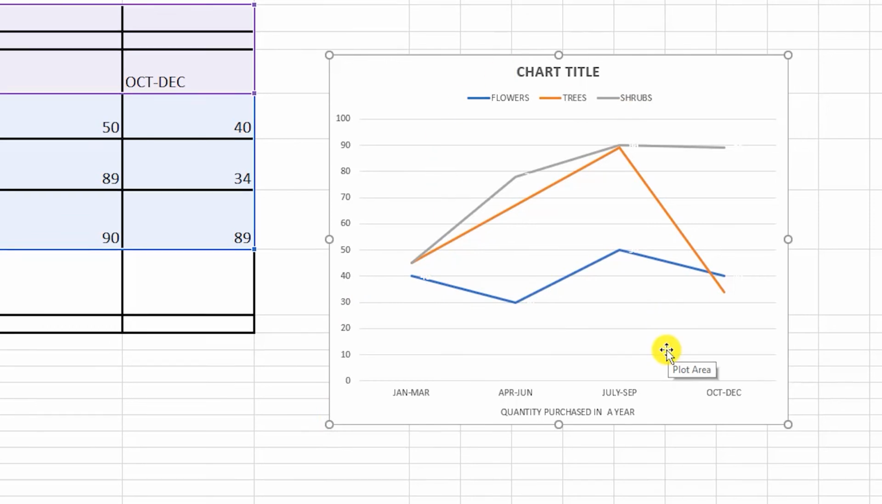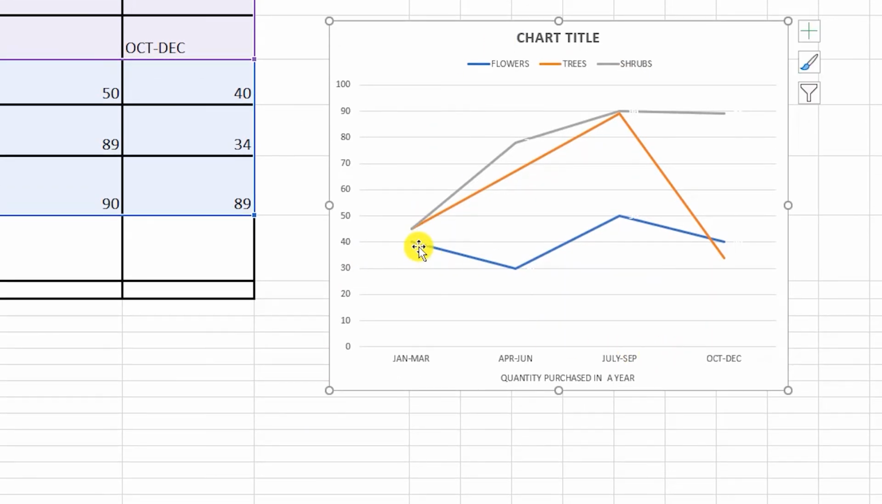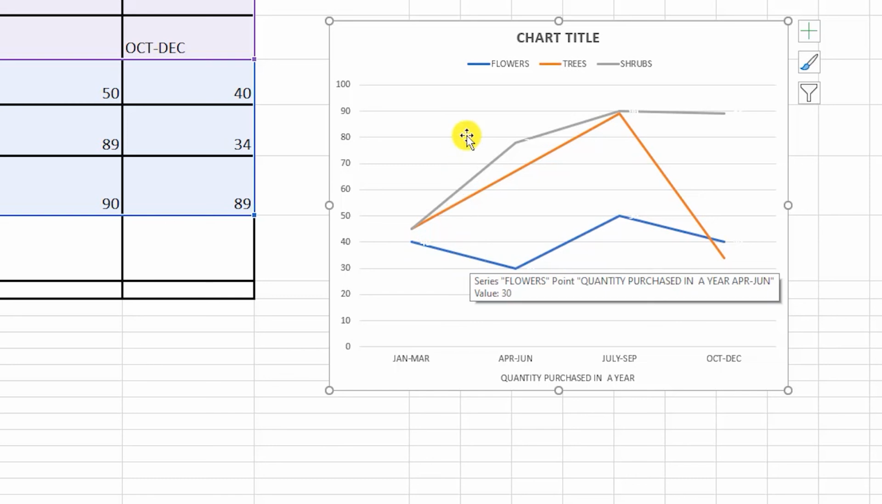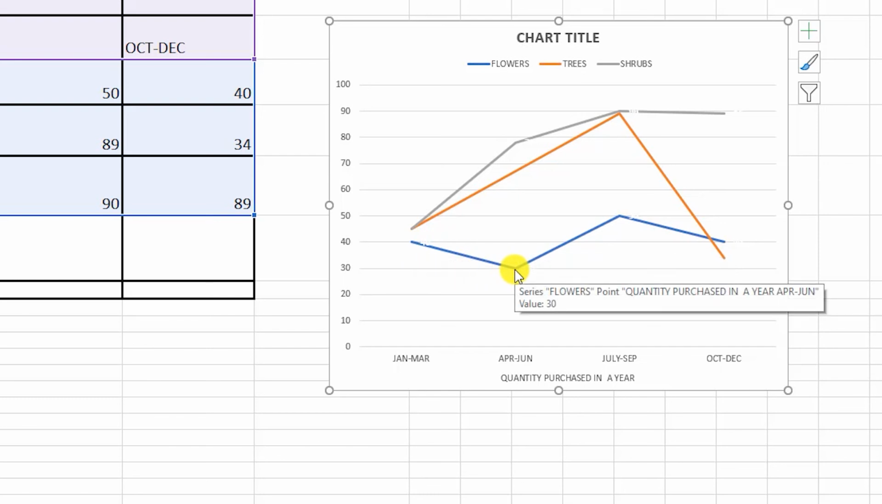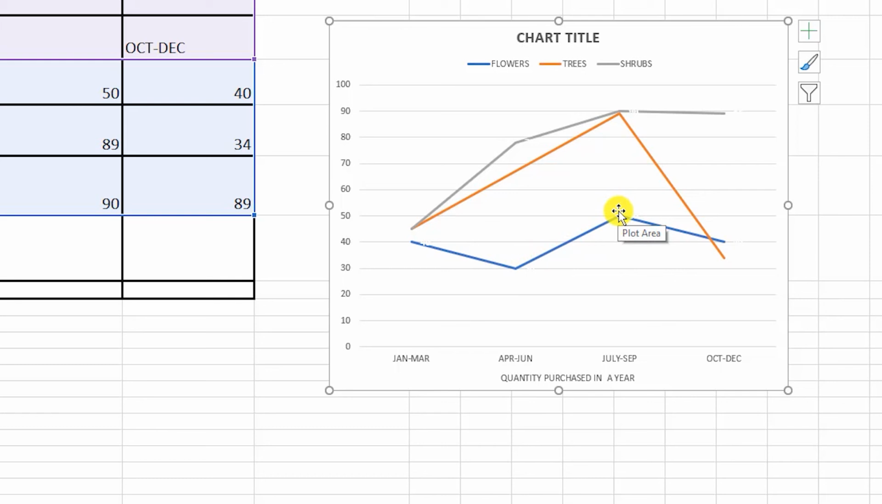This is the line chart. This clearly shows that this particular quantity, this is blue, represents flowers. The flowers sale was up in the month of January to March, but then it went down in April to June, and then it again picks up in July to September, and then it goes down. So this is the trend for sale of flowers. Similarly, the trend for sale of trees, and similarly we have for shrubs also, we can see the trend here. So wherever we have to see the trends, we make use of a line chart.